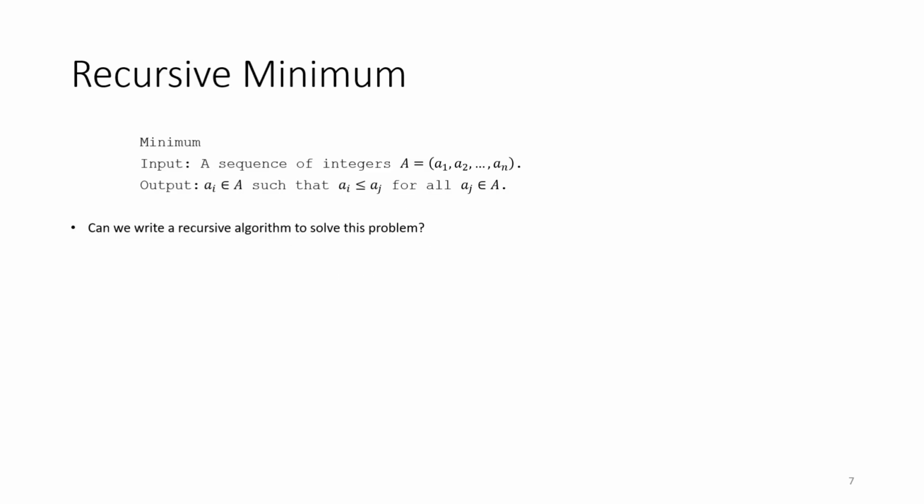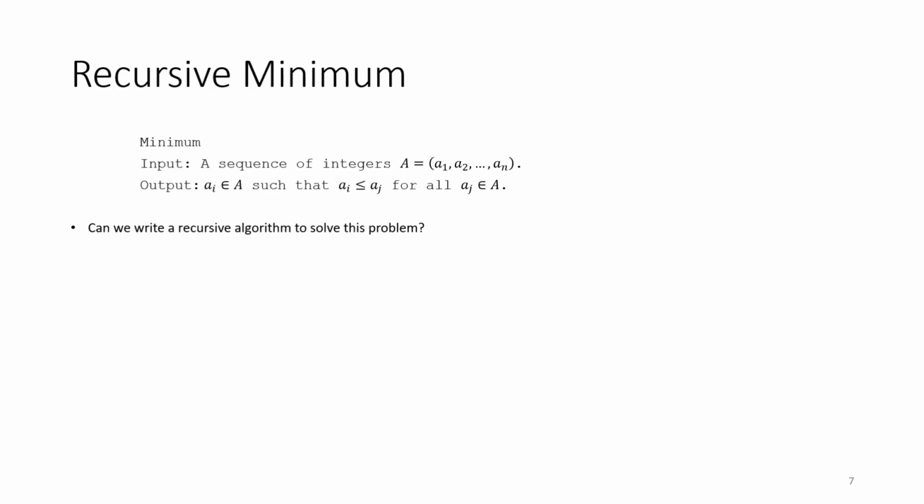Let's just quickly revisit the definition of the minimum problem. Given a sequence of integers, we'll stick with integers for the moment. We want to find the element of that sequence that is less than or equal to all of the other elements of that sequence. Okay, so we already wrote an algorithm for this with a loop, but now what we want to do is try and come up with a recursive algorithm to do this.